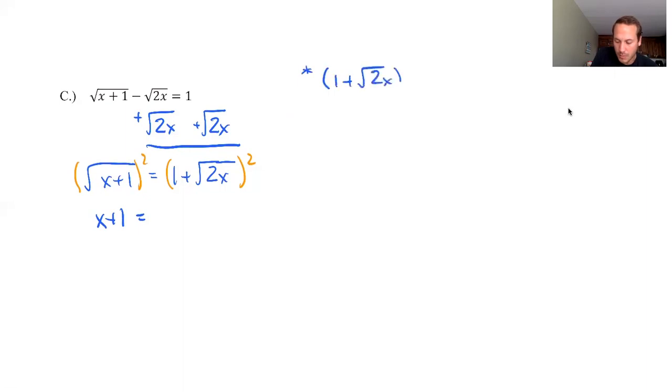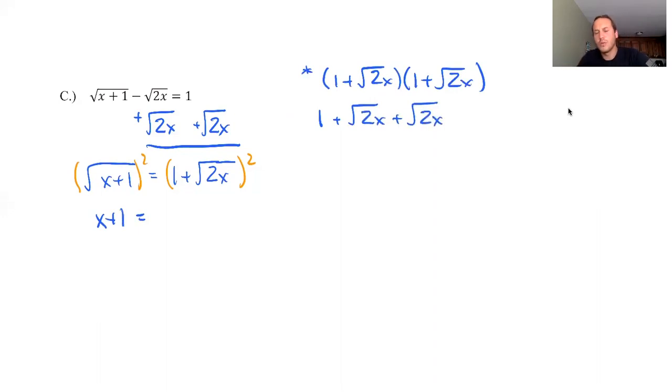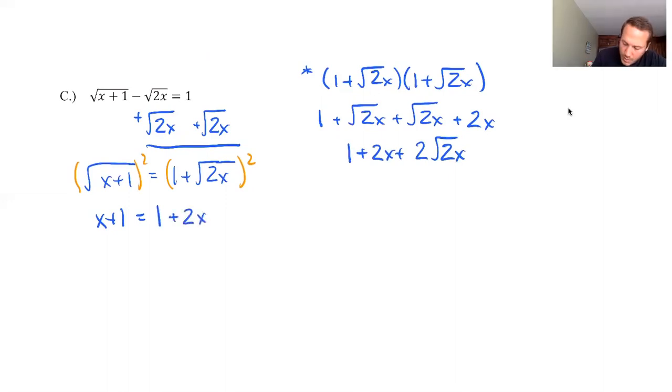1 plus radical 2x, 1 plus radical 2x. If I FOIL this out, 1 times 1 is 1. 1 times radical 2x is radical 2x. Radical 2x times 1 is also radical 2x. And do you remember what happens when you multiply any radical by itself? You just get what's on the inside. So this is actually going to give me plus 2x over here. So just keep that skill in mind, and this can actually simplify to 1 plus 2x plus 2 radical 2x. So let's just carry that down over here. Now, what just happened?